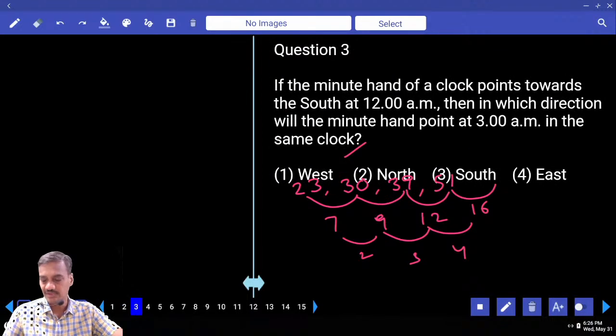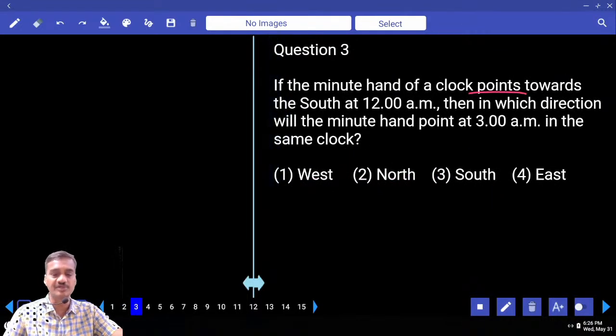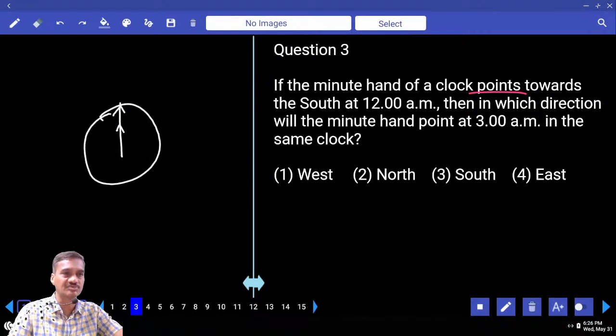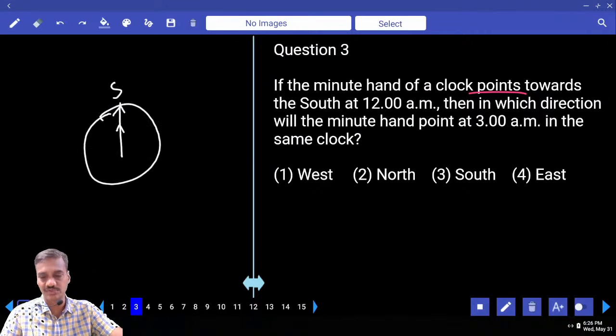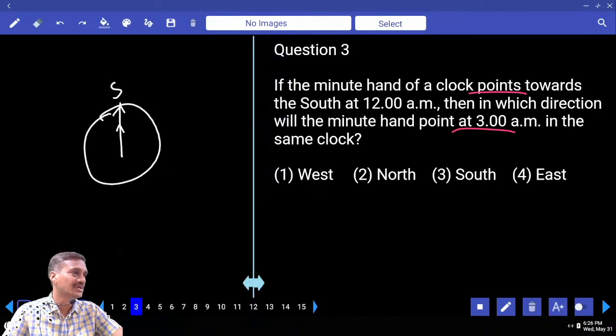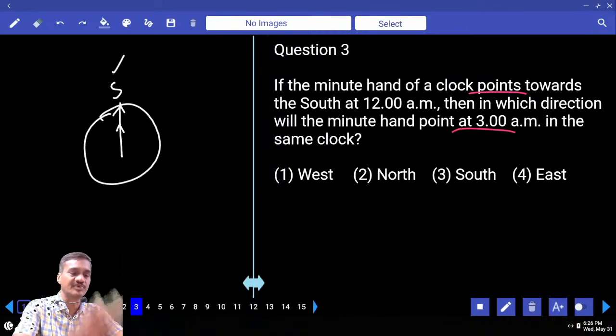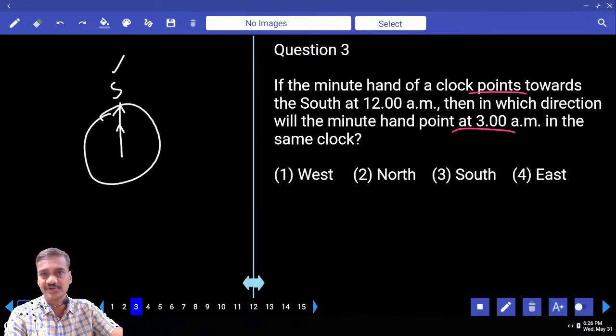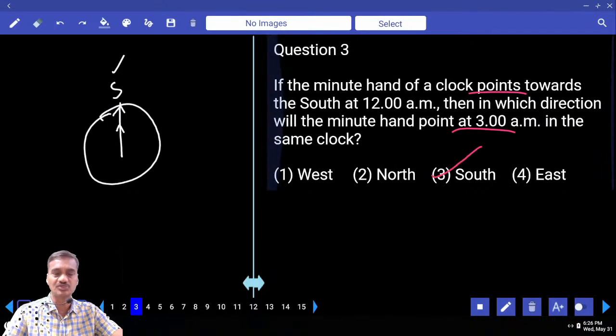Then the third one. Minute hand of a clock pointing towards south at 12 a.m. At 12 a.m. both the hands are at 12 o'clock. Minute hand as well as hour hand is at 12 o'clock. Now this minute hand is facing towards south. Then at 3 a.m. also the minute hand is at 12 o'clock only. Now this 12 is pointing towards south. South is also the choice, isn't it?